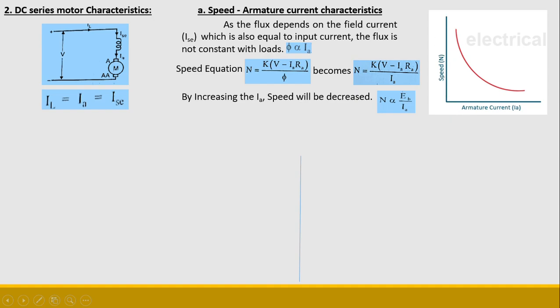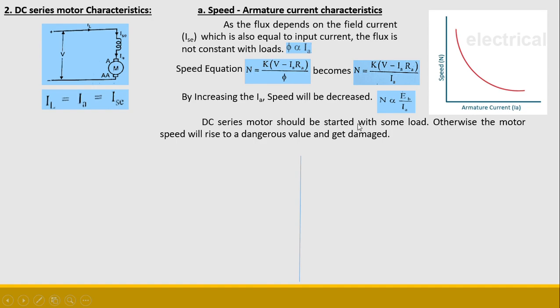Look at the graph. In the x-axis we have taken armature current, in the y-axis we have taken speed. Kindly indicate the arrow mark in the axis. For lower armature current, we have higher speed.